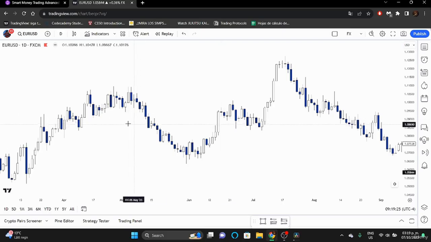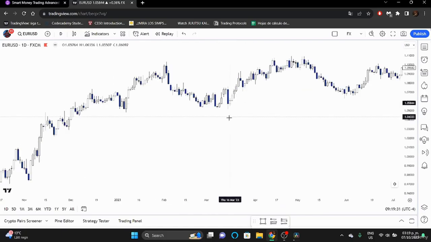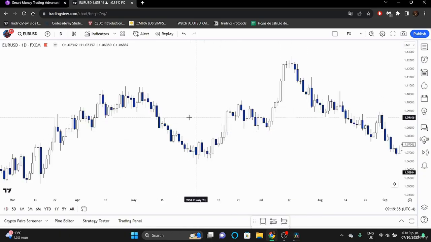Correct. Is there any fair value gap as well? No, none. There's no fair value gap there. So you cannot use any because there's no any. But we can use other PD arrays that we're going to discuss later on.